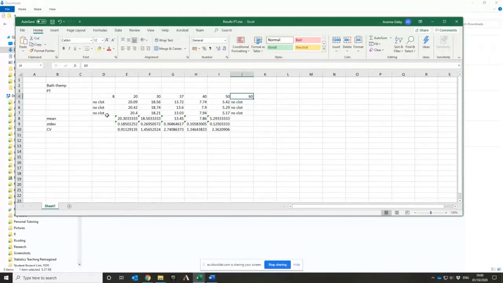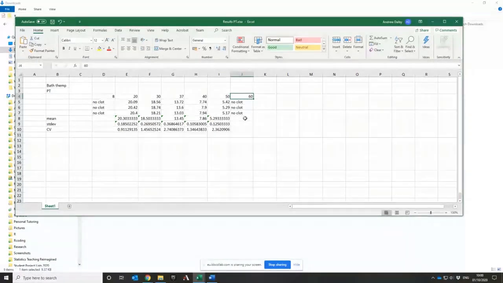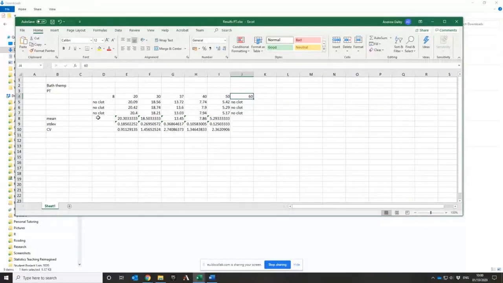So at 8 degrees, nothing happened. At 60 degrees, nothing happened. 8 degrees is probably too cold for the assay. At 60 degrees, the coagulation properties have gone to hell. It's not going to work. You've boiled your blood. Here are the times for 20, 30. You've done repeats at each of the different temperatures.